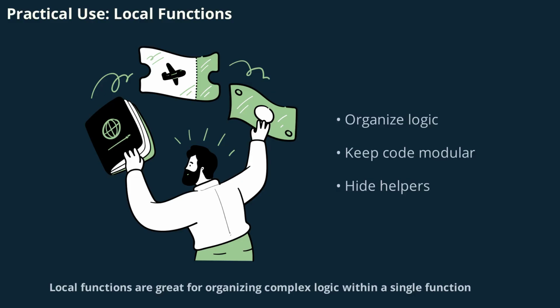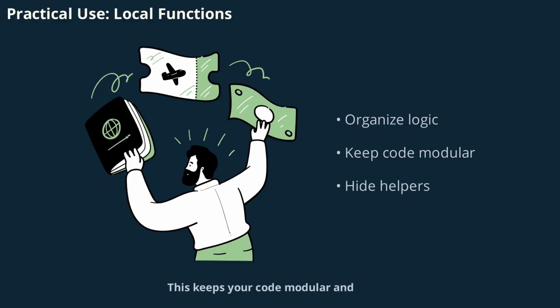Local functions are great for organizing complex logic within a single function. For example, you might use a local function to validate input or perform a calculation that's only relevant in one place. This keeps your code modular and prevents unnecessary exposure of helper functions.